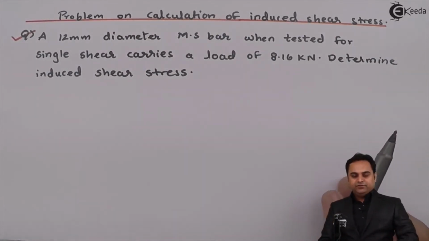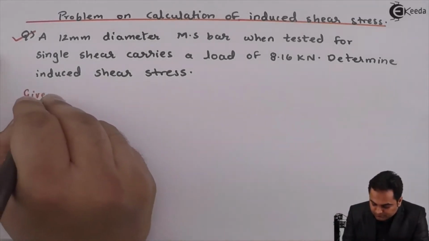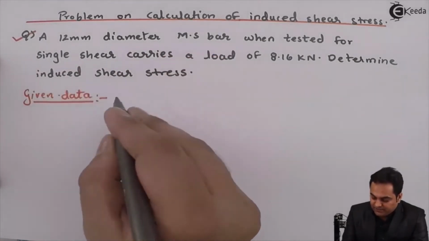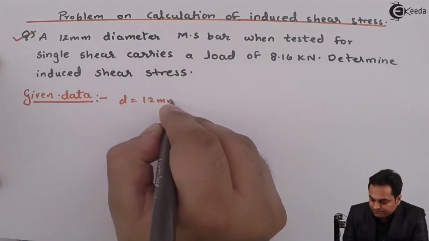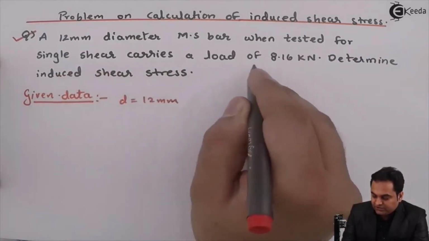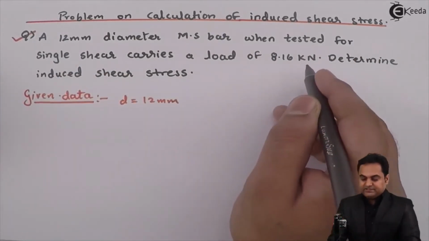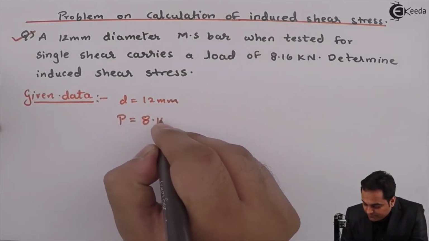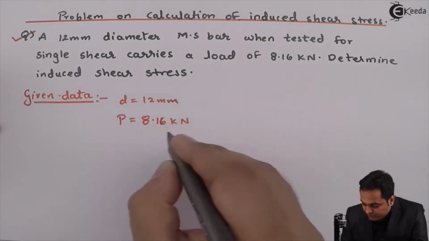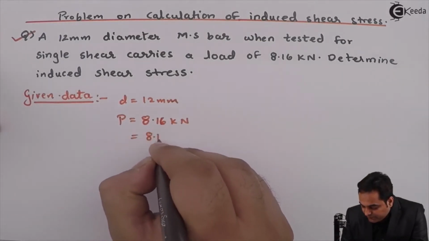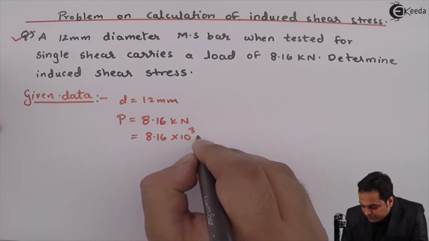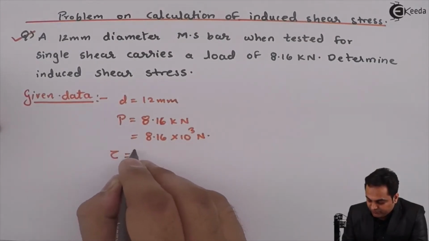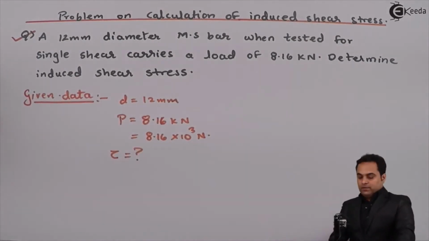Let us try to write the data for this. A 12 diameter MS bar, so diameter is given, when tested for single shear carries a load of 8.16 kilonewton. So load is denoted by P, it is 8.16 kilonewton. So I'll convert it. It is 8.16 into 10 raised to 3 Newton. Determine induced shear stress. Here we have to find out the value of shear stress tau.